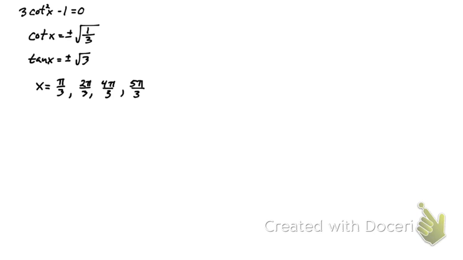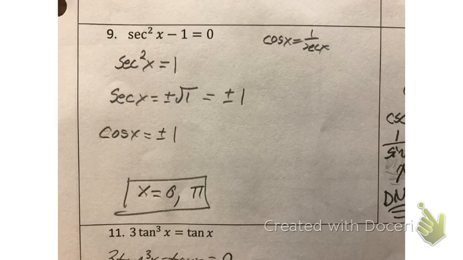Oh, yeah, Peter. Number 9. Number 9 was secant squared minus 1 equals 0. So the first thing we do is we solve for secant. No, that's blurry. Retake that. Use that one. All right, good. So we had secant squared minus 1, so I added 1 to both sides. It came out secant squared equals 1. Take the square root, it just becomes plus or minus 1.